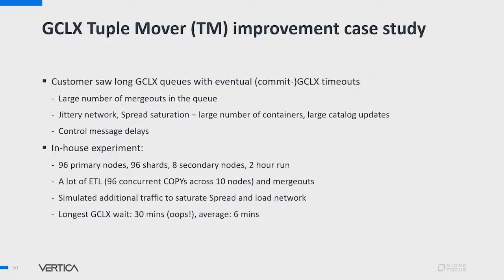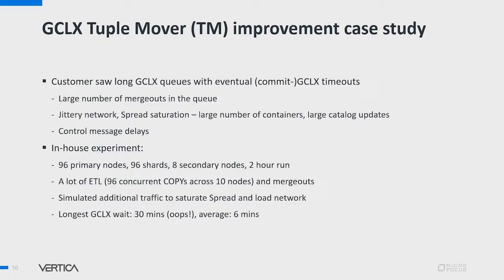So we saw a customer having very large, very long GCLX queues where GCLX taking itself is kind of slow, and all the other transactions basically put in the queue waiting for the previous transactions to free the GCLX. At some point, some transactions experience GCLX timeout because after a certain period of time, default is 30 minutes, we have to make the decision to either roll back the transaction, or sometimes if the GCLX is taken during commit, the node has to be brought down.